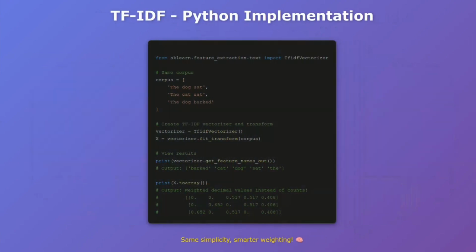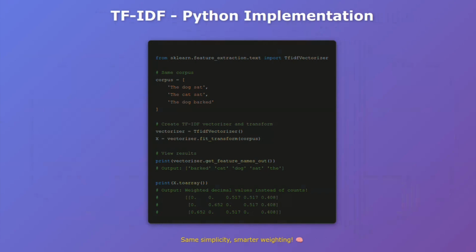The code for TF-IDF is almost identical to bag of words. We just swap one class for another. Instead of CountVectorizer, we import TfidfVectorizer. Same corpus, our 3 sentences about pets. Create the TF-IDF vectorizer, same pattern. And fit_transform, same method, but now it's calculating those smart TF-IDF weights instead of just counts.